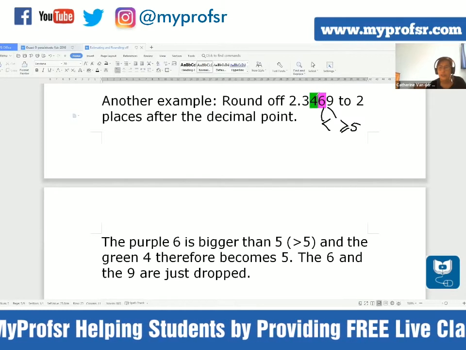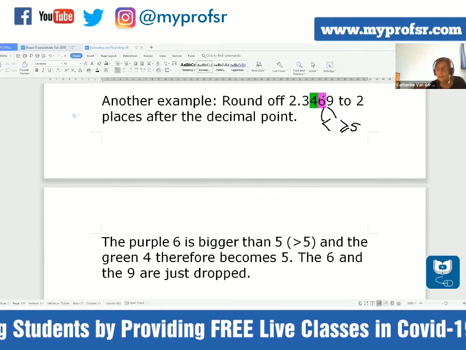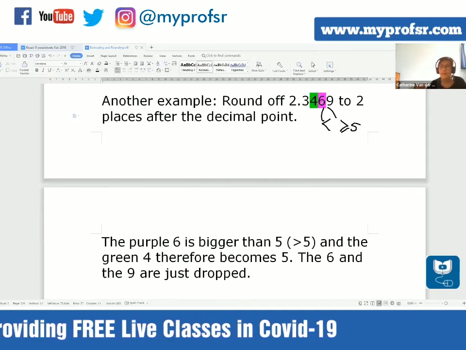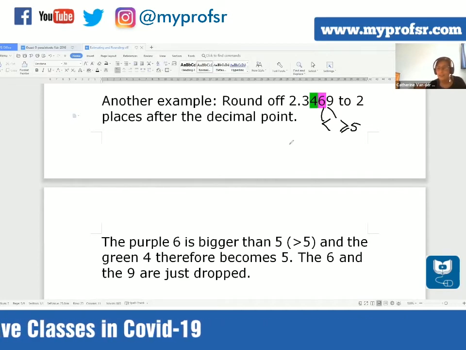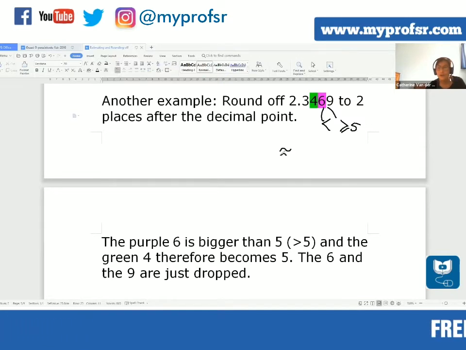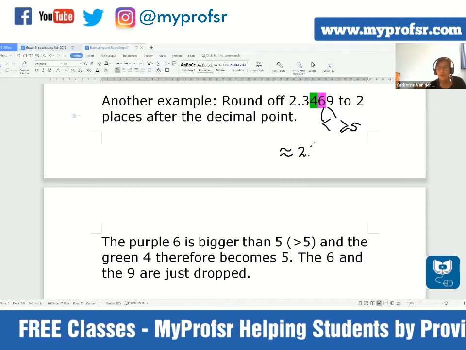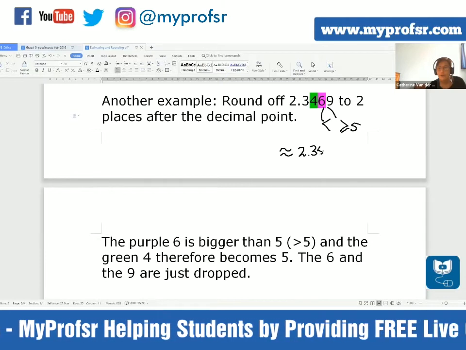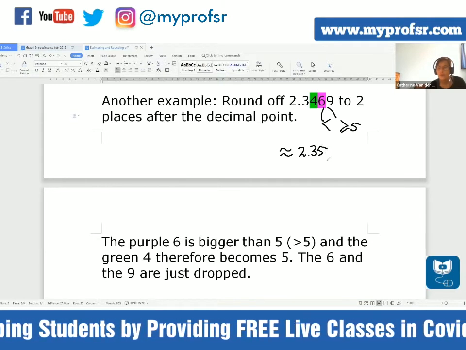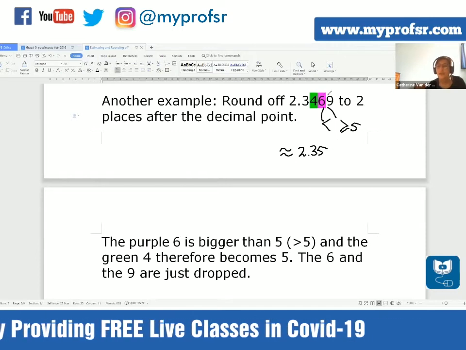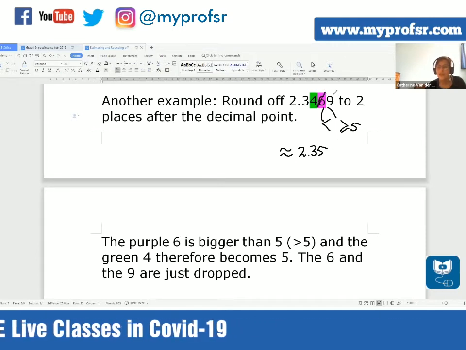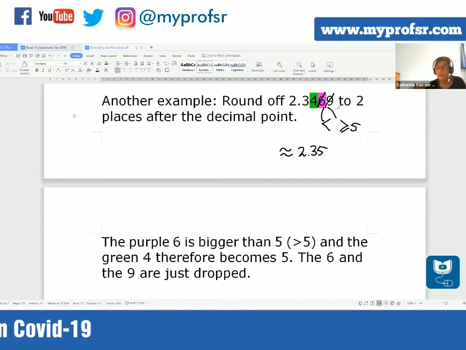Can anyone give me the answer, please? Thank you. I see that there's an answer of 2.35. Exactly. Thank you. And of course, this is just going to fall away, and that is just going to fall away. Thank you.